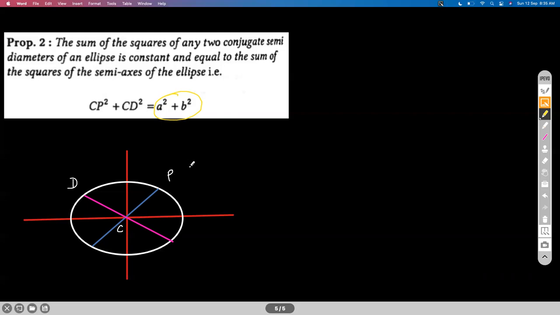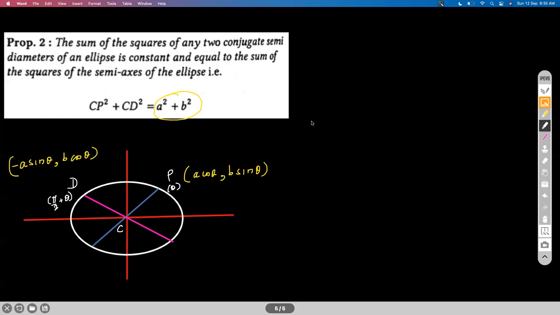So let's do this. This is A cos theta comma B sin theta, and this will become minus A sin theta comma B cos theta, because the eccentric angles for these points differ by pi by 2. Eccentric angles differ by pi by 2. Again, the angle between CP and CD is not pi by 2.